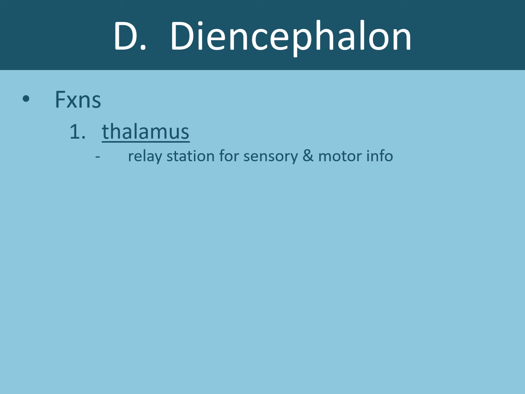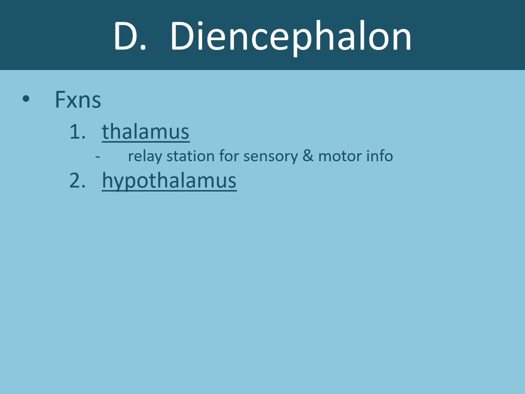Sensory information coming from the body goes through the thalamus first before being sent to the somatosensory area of the cerebrum. Motor information from the primary motor cortex travels through the thalamus before being sent to other important motor areas, such as the cerebellum.